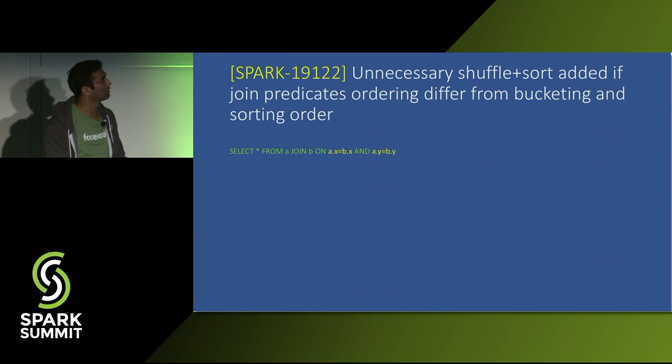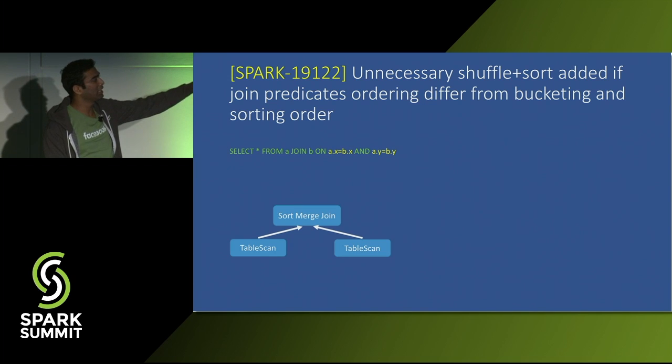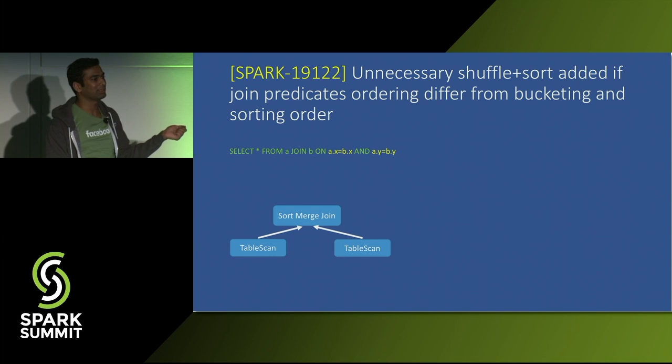So here's the first one. Here is a query which is doing a join over two tables, table A and table B, and the join keys are X and Y. When you run this query, this is the plan created by Spark. You can see it's a single stage job: there's a table scan, and you directly do the join. By the way, I forgot to mention that both the input tables here are bucketed on X and Y. So that's why there's no shuffle.